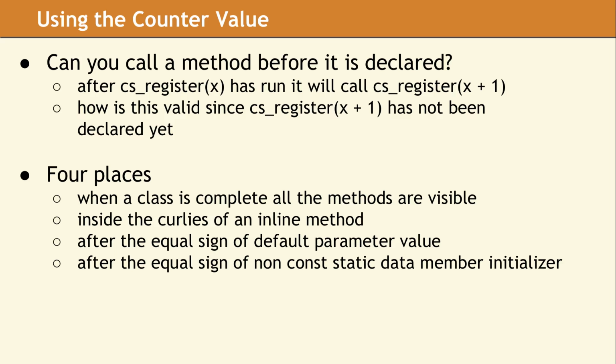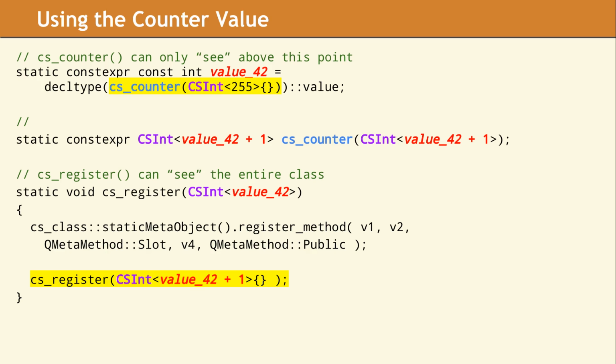Another case is after the equal sign that declares the default value of a method parameter. This doesn't occur in our code. Another case is after the equal sign of a static non-const data member initializer. Notably, that rule says non-const. Since value 42 is a const data member, this rule doesn't apply, and therefore, after the equals sign, this decltype can only see overloads of CS counter that have already been declared in the class.